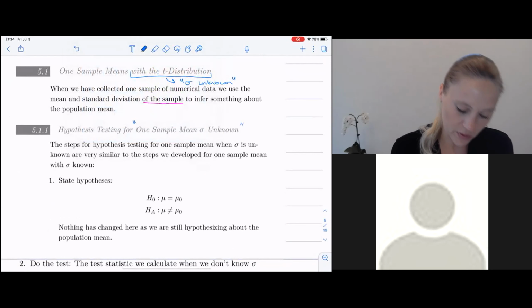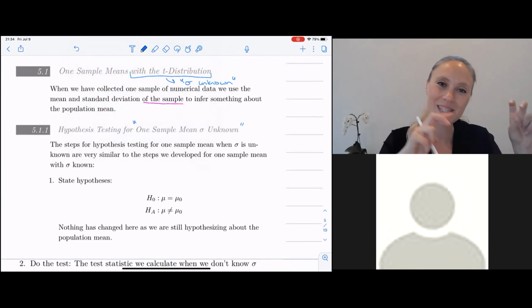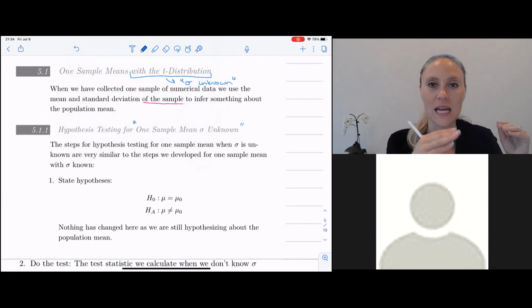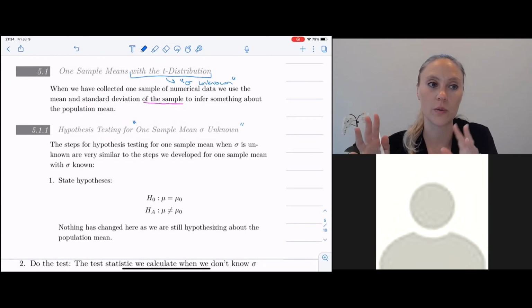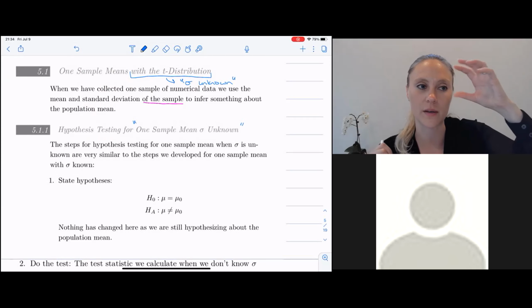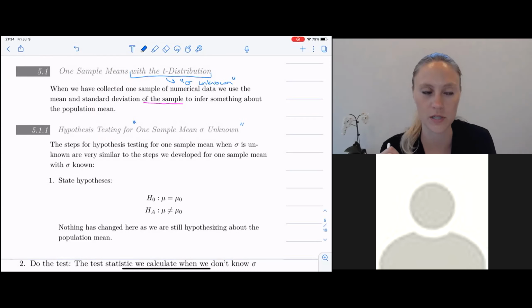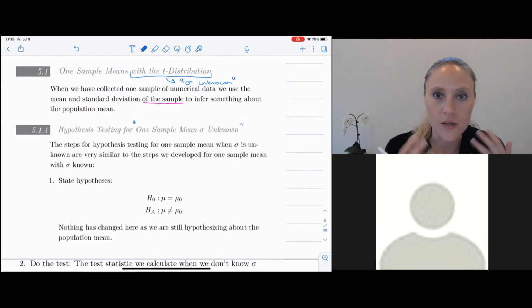As we move through here, I'm going to talk about question types. One sample mean sigma known is the first question type that we introduced in chapter 4. But now we're going to start talking about one sample mean sigma unknown. And the question types are blocked in the formula sheet, and that's how I refer to them.